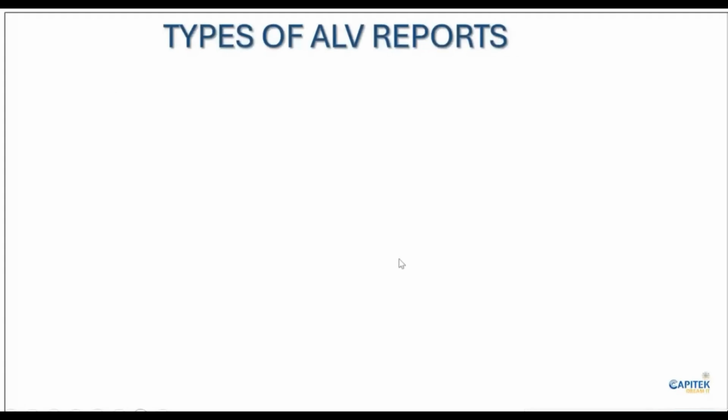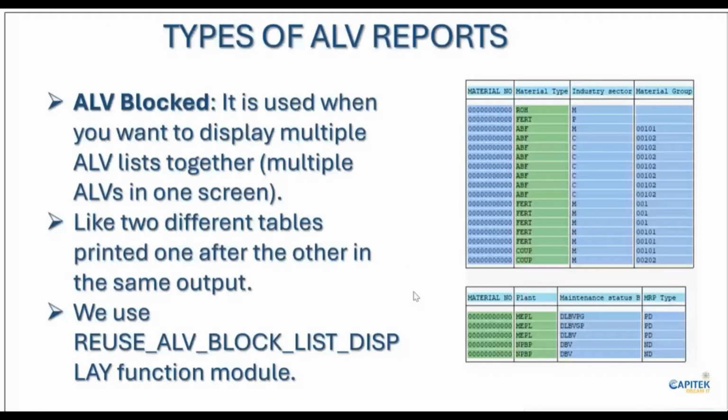Next. So this is the ALV blocked. We call it blocked ALV. So this is like if you want to display the data between two different tables, like you have the header data and item data. If you want to display such kind of combinations, then you will be using this blocked ALV.